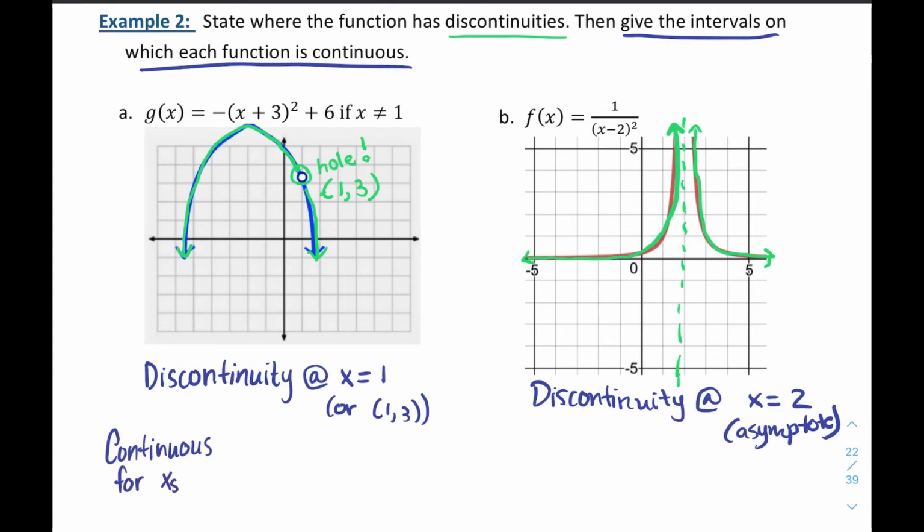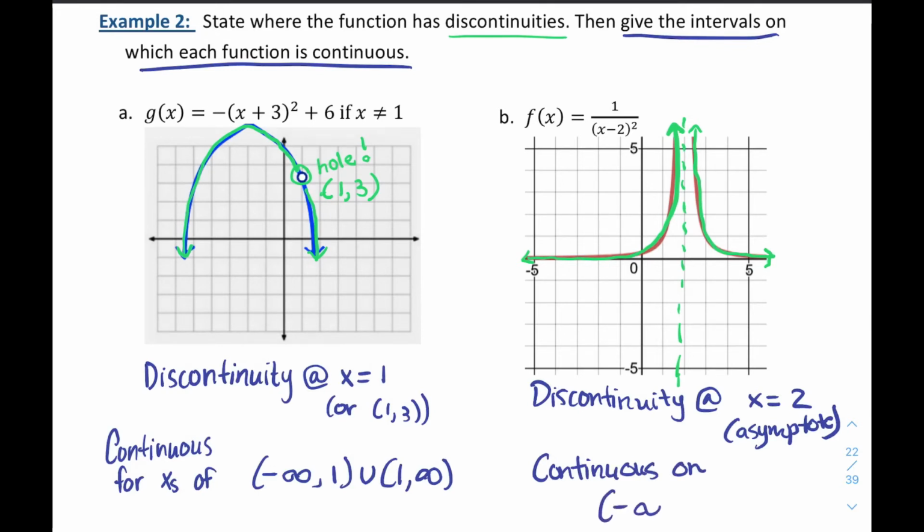So g of x is continuous for the x values of negative infinity to 1, skip over 1 because I have a discontinuity there, and then from 1 to infinity. And then my f of x is continuous everywhere except 2, so negative infinity to 2, union 2 to infinity. You could have multiple discontinuities on a function as well.